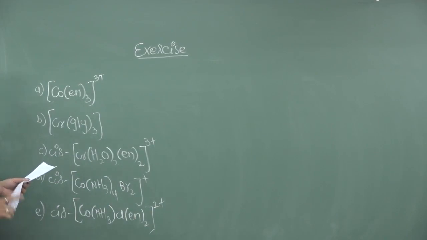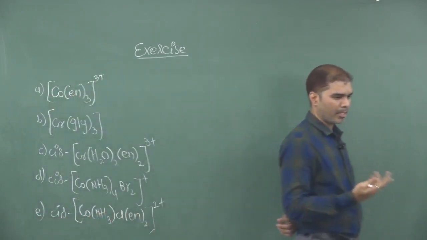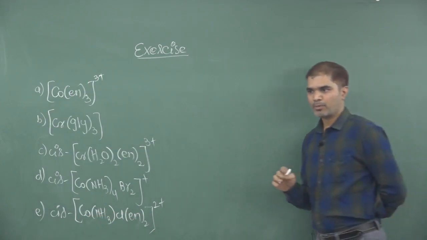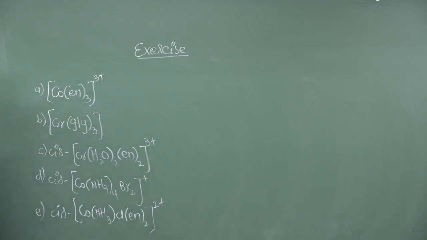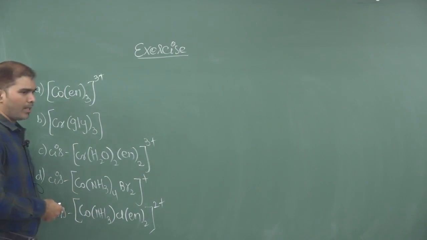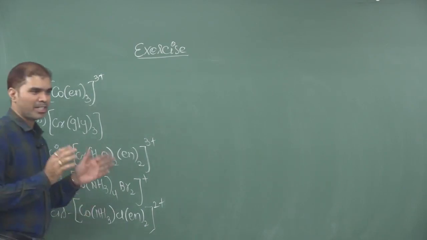Which of the below can exist as enantiomer? Which can exist as enantiomer? It could be multiple answers also. Multiple options can be there. D can exist as B or C. Why not A? We have discussed, it is symmetrical, so it doesn't exist as enantiomer.